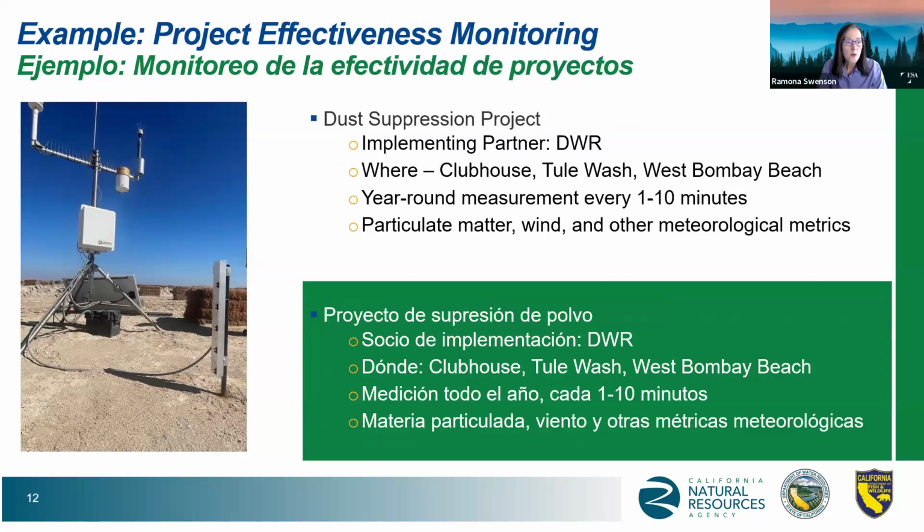Finally, the annual work plan also wants to track project effectiveness monitoring. For example, the dust suppression projects being implemented by DWR. These projects are located along the shoreline at Clubhouse, Tule Wash, and West Bombay Beach projects. And they're doing year-round measurements every 1 to 10 minutes at these meteorological stations, like one here shown, measuring particulate matter, wind, and other meteorological metrics to look at how effective these projects are with the hay bales and vegetation at suppressing dust that's arising from the playa. Next slide.